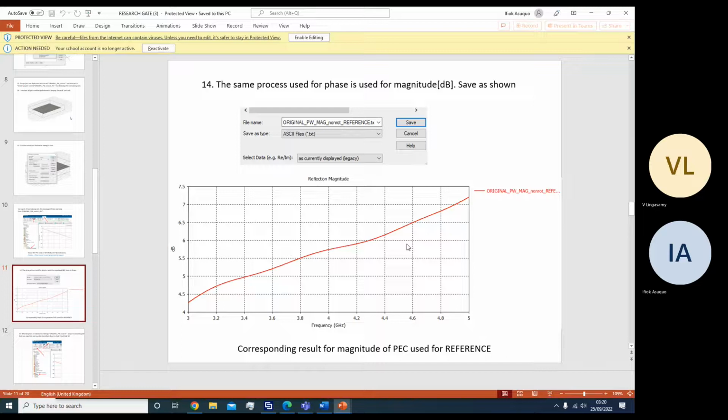Okay, so I can say here that the magnitude of the PEC that is used for reference is increasing because the frequency has been increasing and the size of the structure is electrically reducing. Yeah, we can call it the effective aperture is increasing. That's why. And the magnitude in dB is starting from 4.5 or 4.2 to 7 point something. Exactly. Okay.